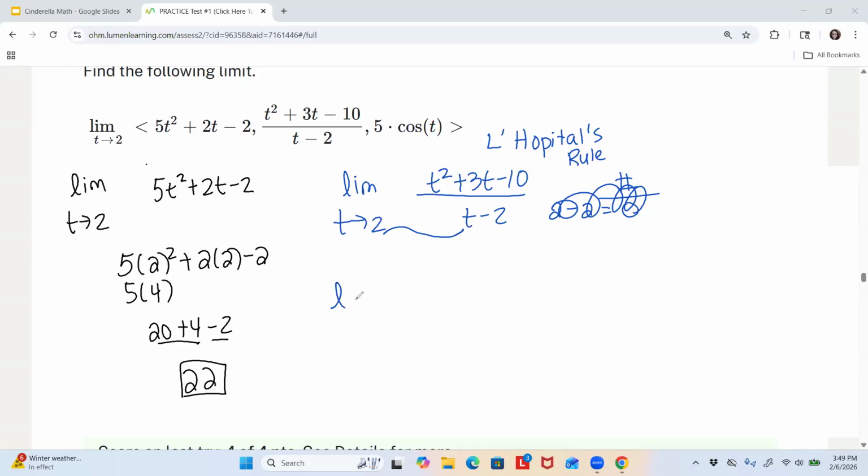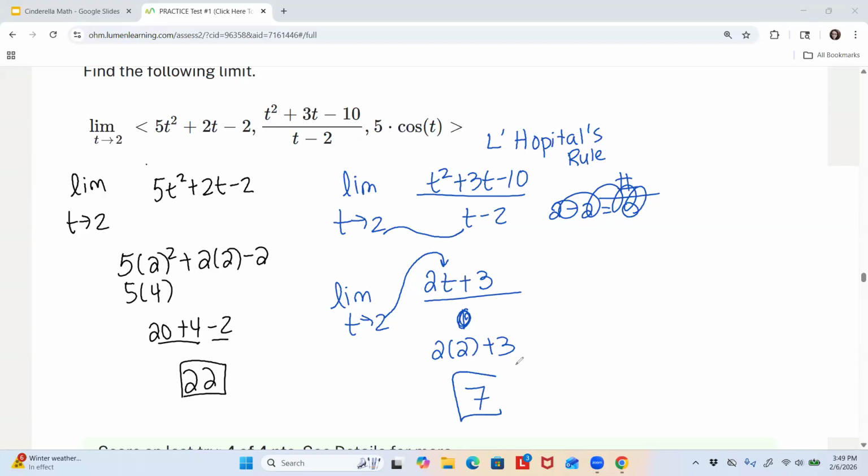So now let's do limit as t approaches 2. Take the derivative of the top, which would be 2t plus 3. Take the derivative of the bottom, which would be 1. Nobody cares about a 1, right? Not on the bottom anyway. Plug in 2 now. So this would be 2 times 2, so 4 plus 3, 7. That works. So again, the first time we busted basically because the bottom was 0. L'Hopital's rule, we took the derivative of the top, derivative of the bottom, and we tried again.